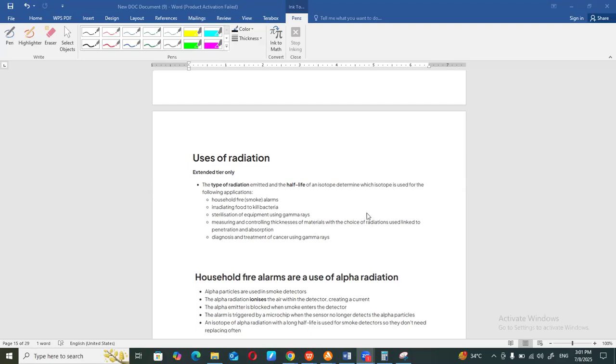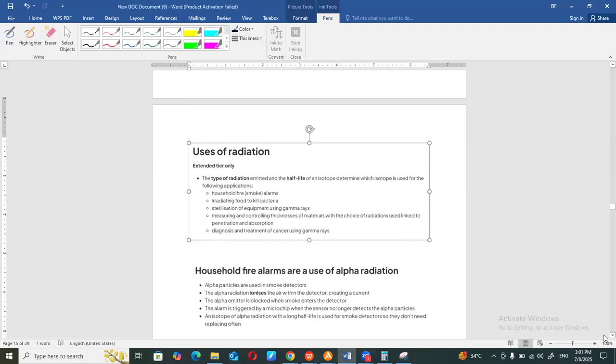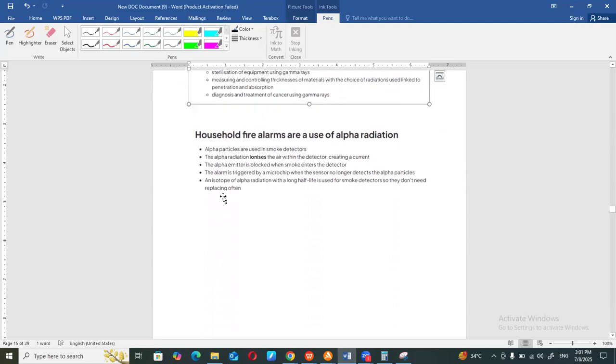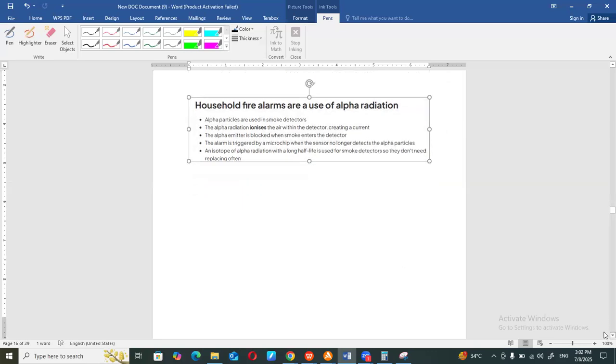In a household, the important thing is that we use alpha radiations. Why alpha radiations? Because alpha radiation ionizes the air in the detector, creating a current. So the alpha emitter is blocked when smoke enters the detector, right? Basically, the alarm is triggered by the microchip when the sensor no longer detects the alpha radiations, right? So there can be other things which it is used for.